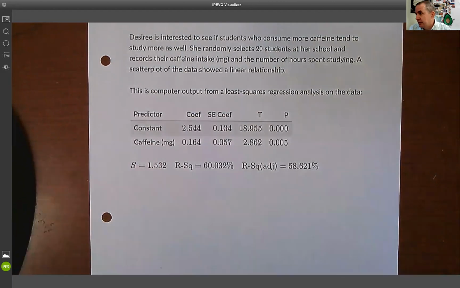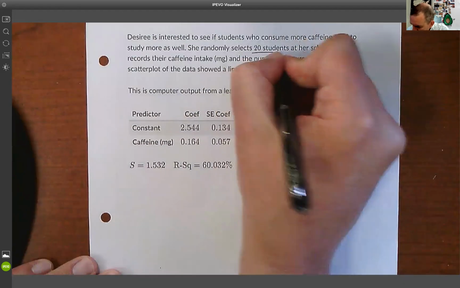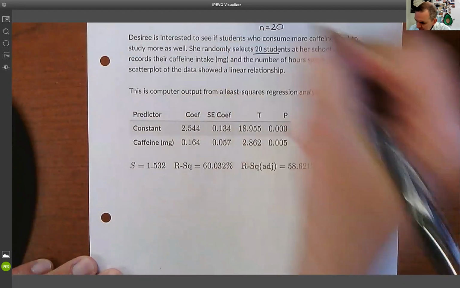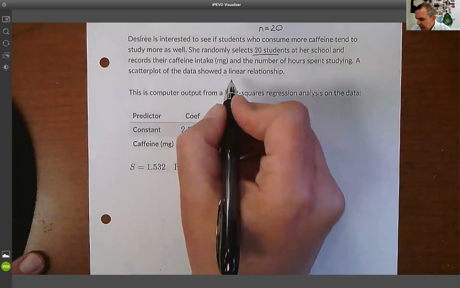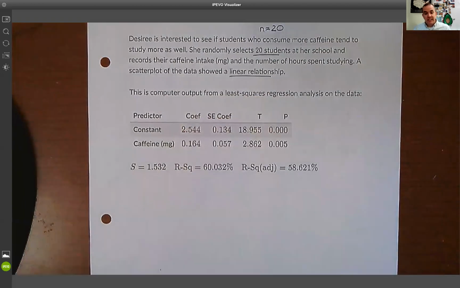Desiree is interested to see if students who consume more caffeine tend to study more as well. She randomly selects 20 students. So in this case, we know that our sample size is 20. And records the caffeine intake in milligrams and the number of hours spent studying. A scatter plot of the data showed that there's a linear relationship. That's important. We need to be able to say that it's a linear relationship from the scatter plot. So they told us that. If we didn't have that, we would really need to see the scatter plot.